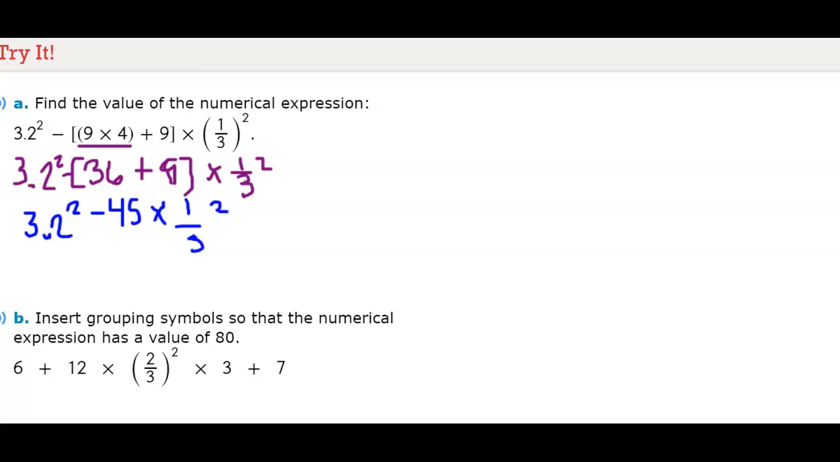Now we have to evaluate what's next in order of operations, which is the exponents or powers. So we're going to do that now. And so we have 3 and 2/10 times 3 and 2/10. So when you multiply that, it equals 10 and 24/100.